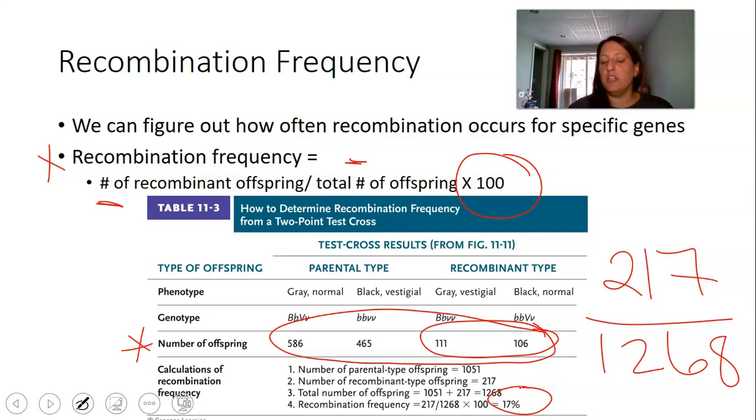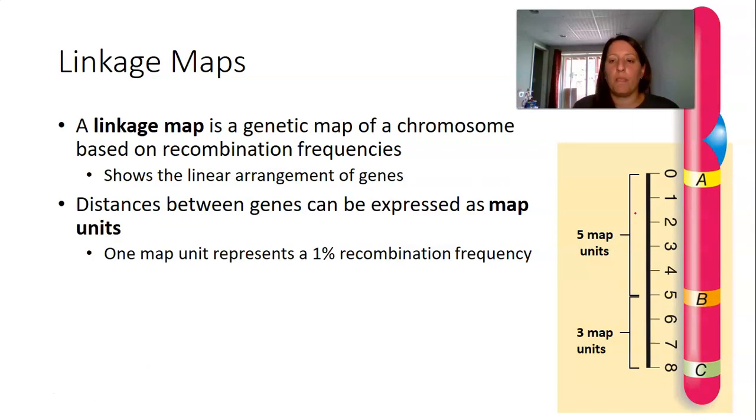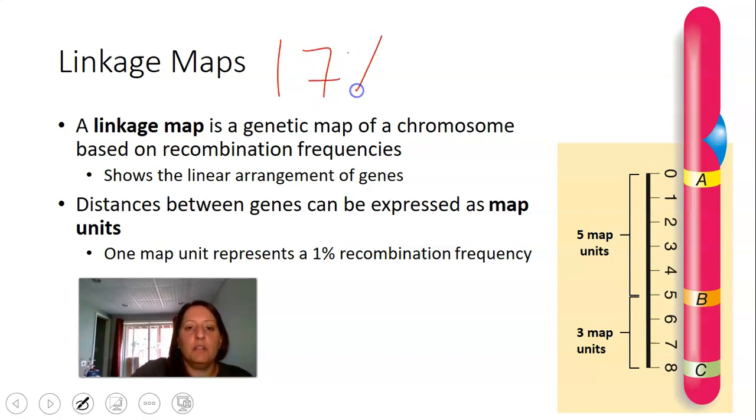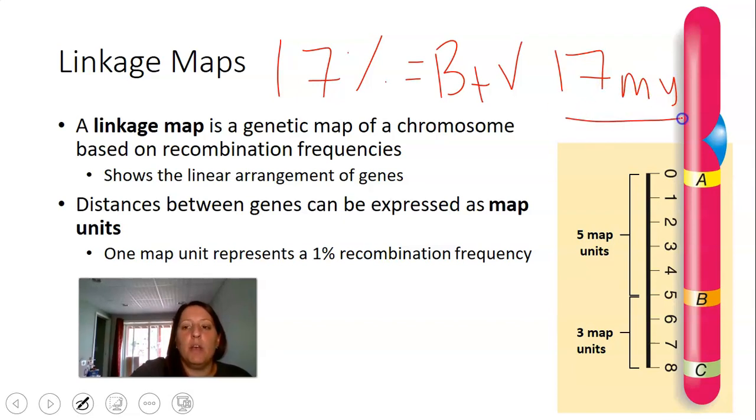So the B and V genes in these fruit flies recombine about 17% of the time. It's called the frequency of recombination. Now, interestingly, we can take that number, 17%, and say that the B and V genes are 17 map units apart.